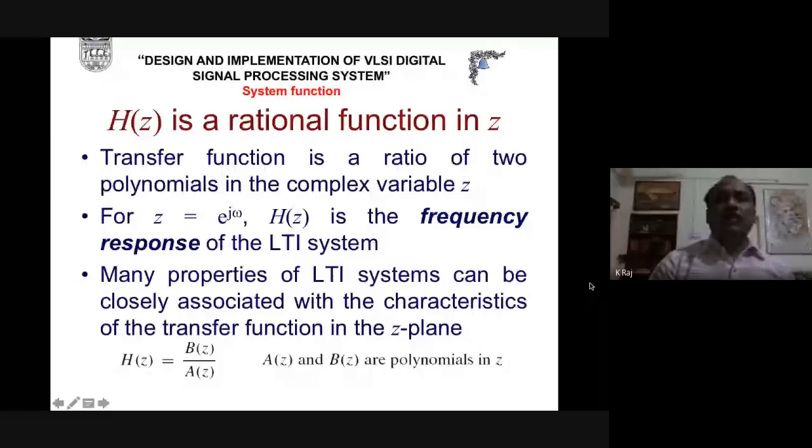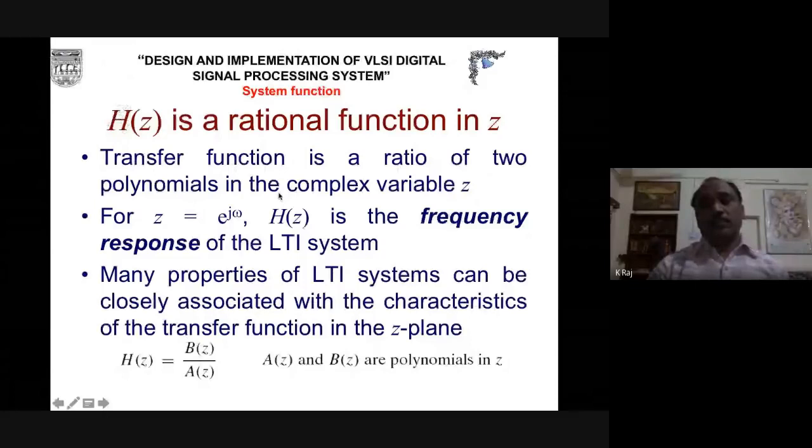Transfer function is a ratio of two polynomials. As we have discussed in the case of the analog system, the transfer function is a ratio of two polynomials in the complex variable S, but here it will also be a ratio of two polynomials, in the complex variable Z.